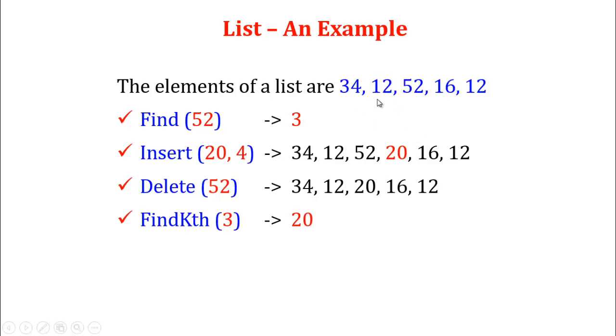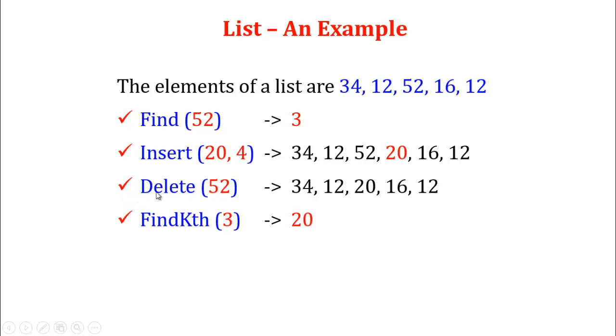Then insert 20, 4. 20 is the element we are going to insert at the specified position, the fourth position. The first positions are 1, 2, 3. At this position I am going to insert a certain element into the list. So 34, 12, 52, and then at the fourth position 20 is inserted into the list.